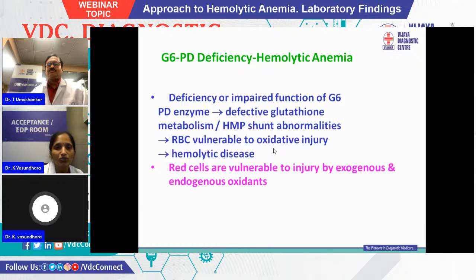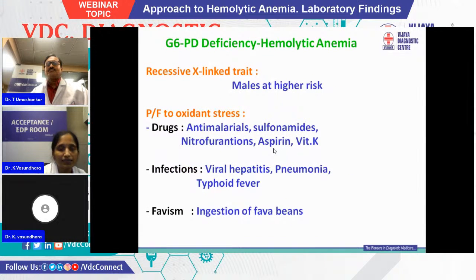These RBCs are more vulnerable to oxidative injury, causing hemolysis. The factors which trigger hemolysis in G6PD deficiency include drugs. When G6PD deficient patients take antimalarials or sulfonamides, oxidants are released, which damage the red cells leading to lysis. Infections like viral hepatitis, pneumonia, typhoid fever, and ingestion of fava beans also trigger hemolysis in G6PD deficient patients.